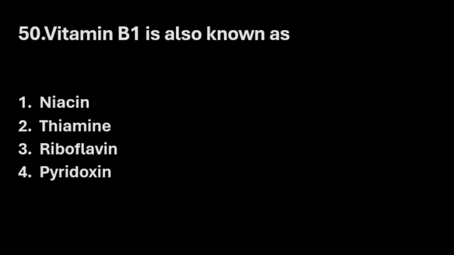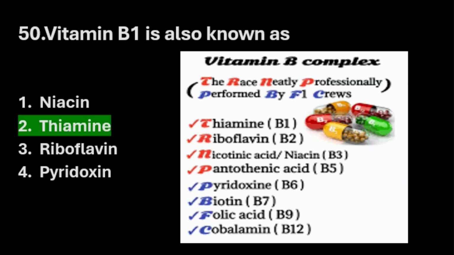Next question, which is the last question of this series. Vitamin B1 is also known as option 1, niacin; option 2, thiamine; option 3, riboflavin; and option 4, pyridoxine. The right answer here is option 2, thiamine. You can see the vitamin B complex and the chart here.